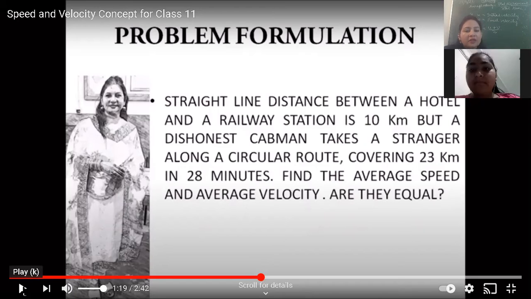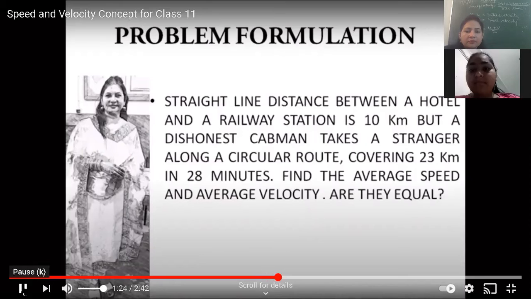We are to find average speed and average velocity. So for time we will be taking 28 minutes in both the cases. We'll be converting minutes into hours, so that our average speed and average velocity are both in kilometer per hour. But we are to find which one is the total distance and which one is the displacement out of 10 kilometer and 23 kilometers. So have a look at the problem. Whereas average velocity is total displacement upon total time.